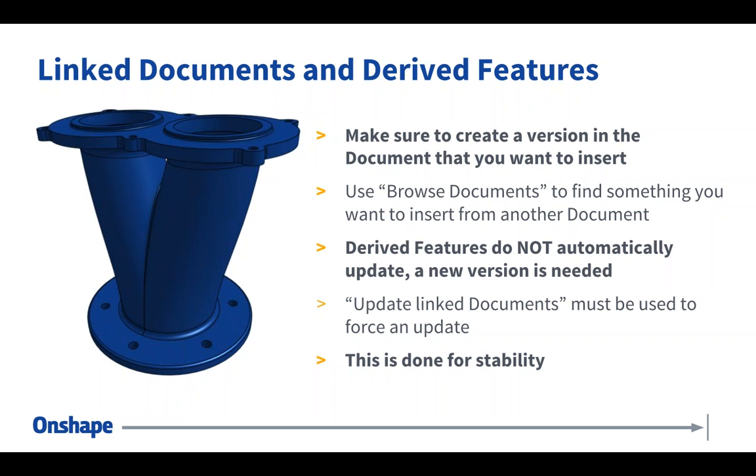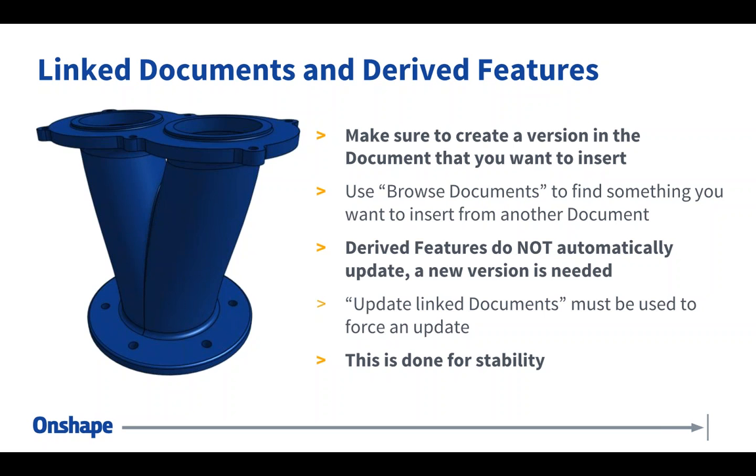So a question that's come up, can you push from any version previously created? So when you insert a derived feature, you can specify what version you want to insert. And you can update to a specific version as well. So you don't necessarily have to update to the latest. If there's 5 versions, you could choose which one you wanted to update to.